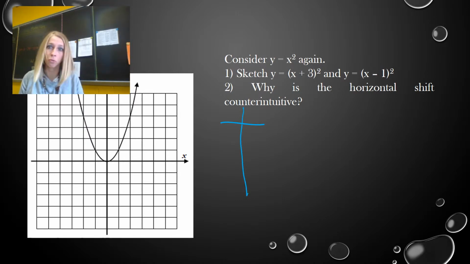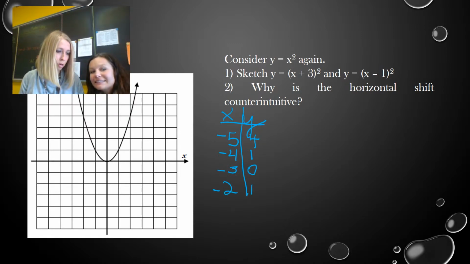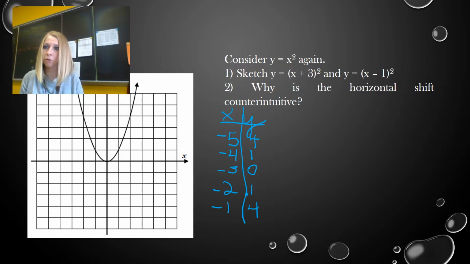Okay, so this is for the first one, x plus 3 squared. Negative 5 goes with 4. Negative 4 goes with 1. Negative 3, 0. Negative 2, 1. Negative 1, 4. Okay, that's the first one.